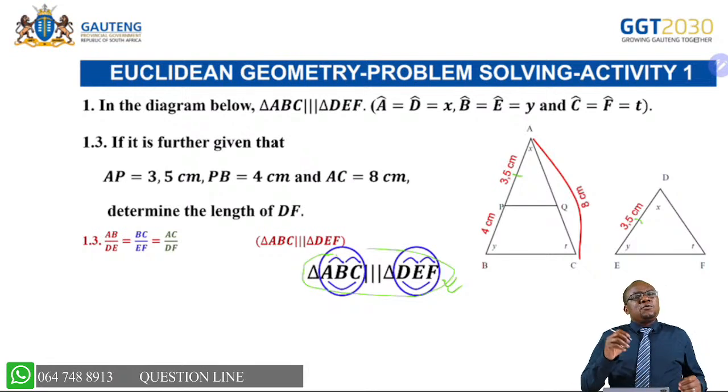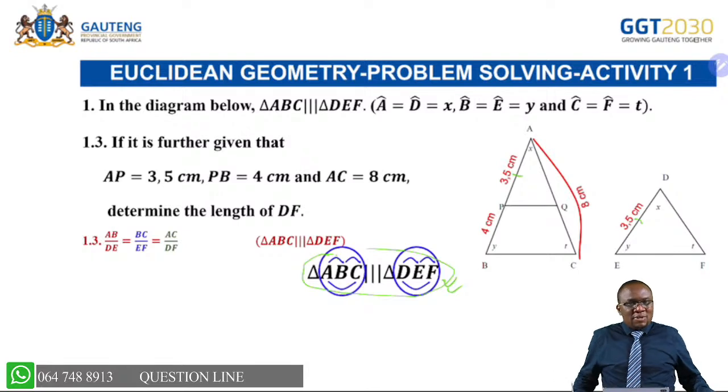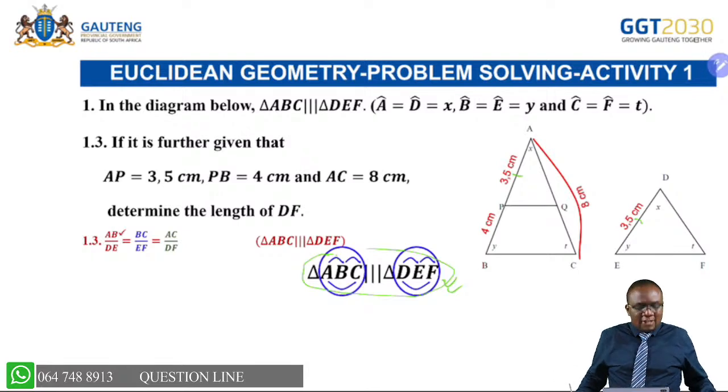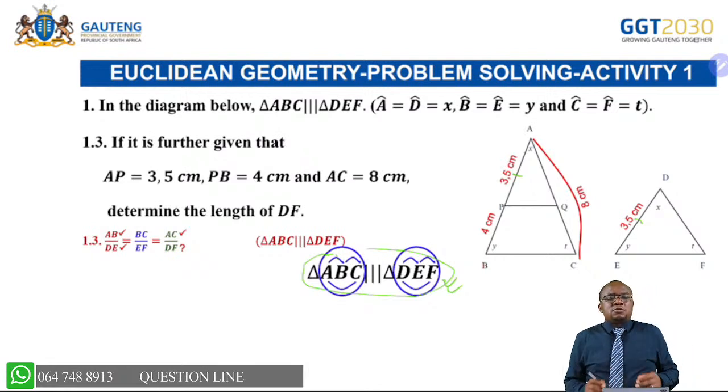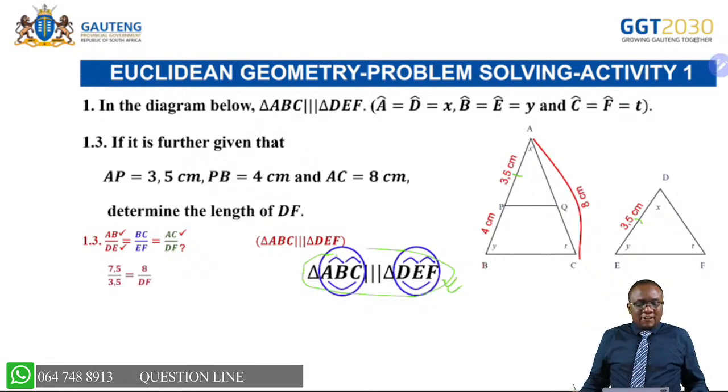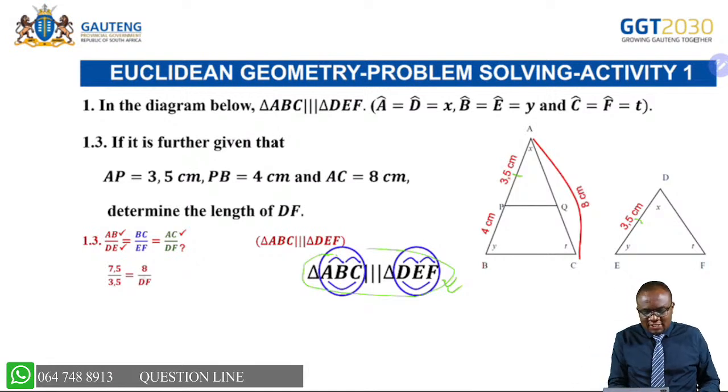Right, let's tick what we are given and see what is not there. We have AP, we have AC, we have DE. We don't have DF. You see? And then we just take those two proportions. AP over DE is equal to AC over DF. And then we are looking for this unknown.